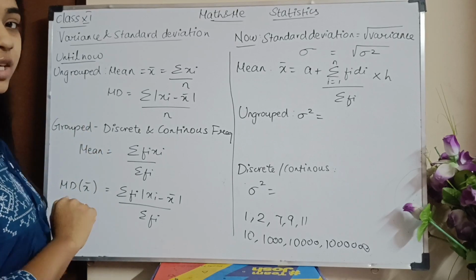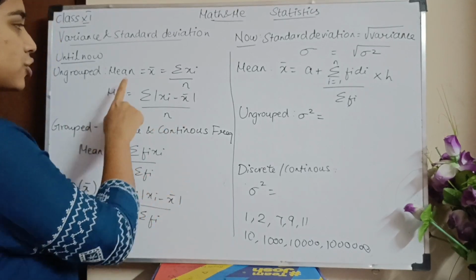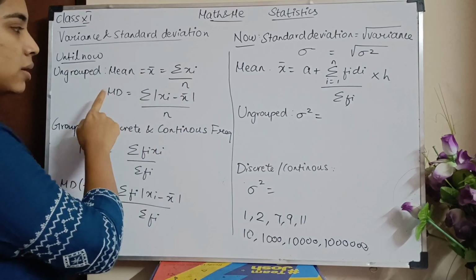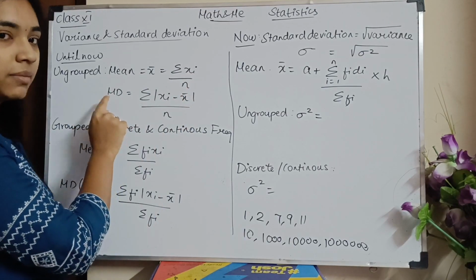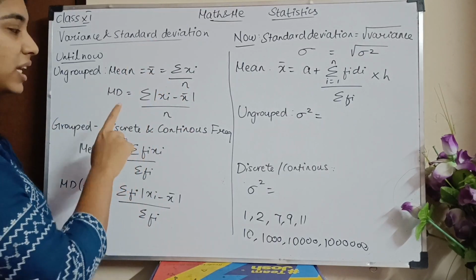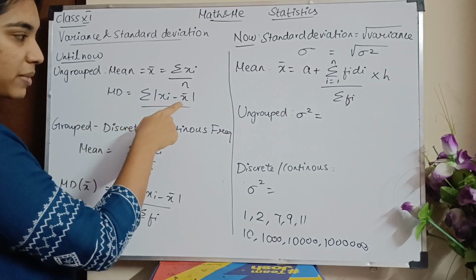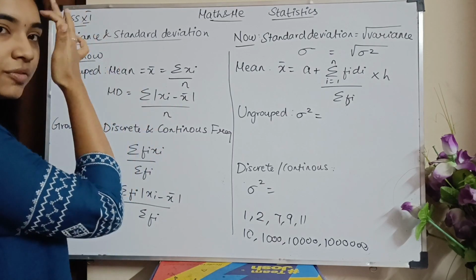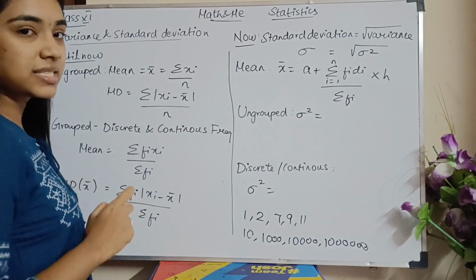Ungrouped data, wherever you don't have the frequency. So your mean will be sigma xi divided by n. Mean deviation, this is what we call, correct? Mean deviation about mean and median. So mean deviation will be sigma of mod xi minus x bar divided by n. Xi is the different data that we have and x bar is the mean.